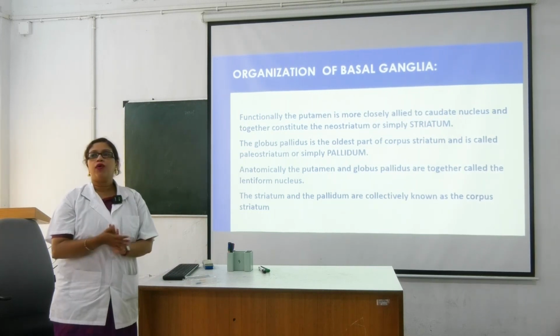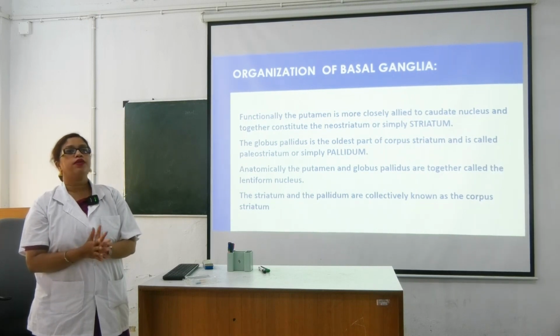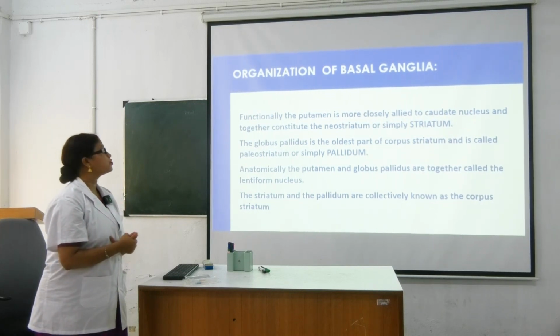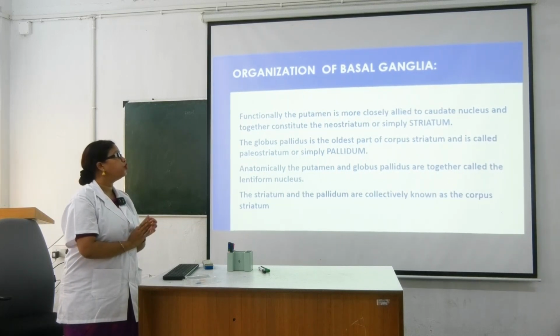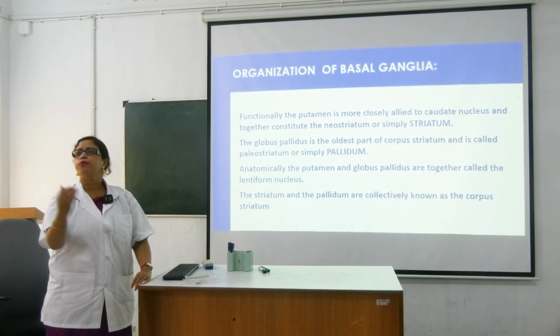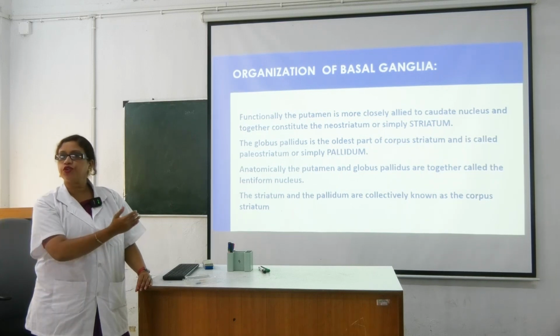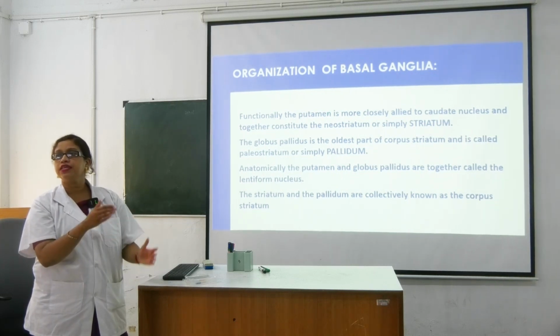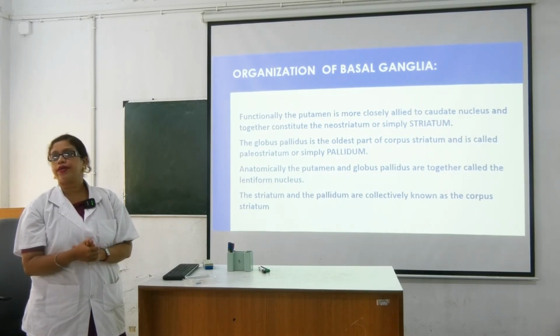What is striatum? What is pallidum? There are two terms. One is striatum, another one is pallidum. Functionally the putamen is more closely allied to the caudate nucleus. Why are we taking putamen? Although putamen is a part of the lentiform nucleus, we are taking it with the caudate nucleus. Why? Because of its proximity to the caudate nucleus. Together we are calling it striatum.